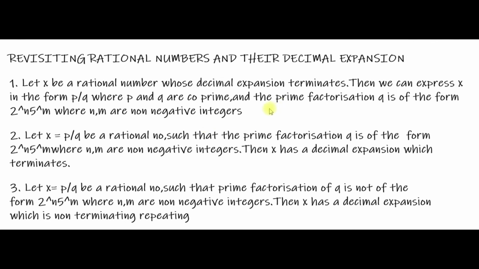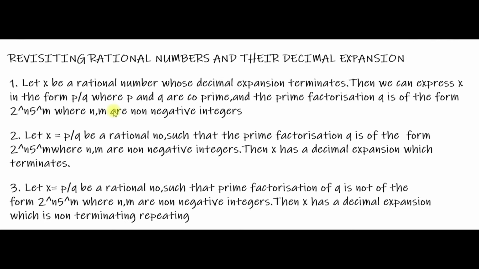So first we have to express this rational number in the form of p by q. Then we have to determine q in terms of 2 raised to n into 5 raised to m. If it is in the form 2 raised to n into 5 raised to m, then we can say that the decimal expansion terminates. If it is not of that form, the decimal expansion does not terminate.